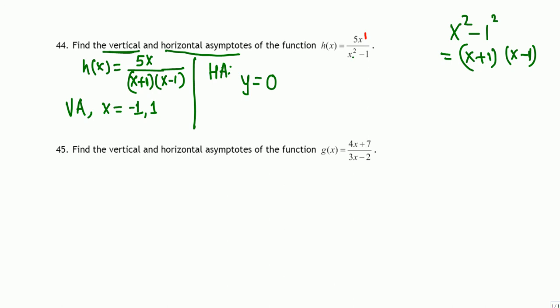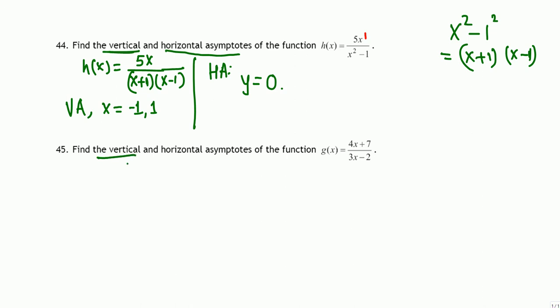Okay, when the degrees are equal, we take the ratio of leading coefficients. But if the degree on the bottom is bigger, y equals 0. If the degree on the top is bigger, no horizontal asymptote. So in this case, y equals 0.